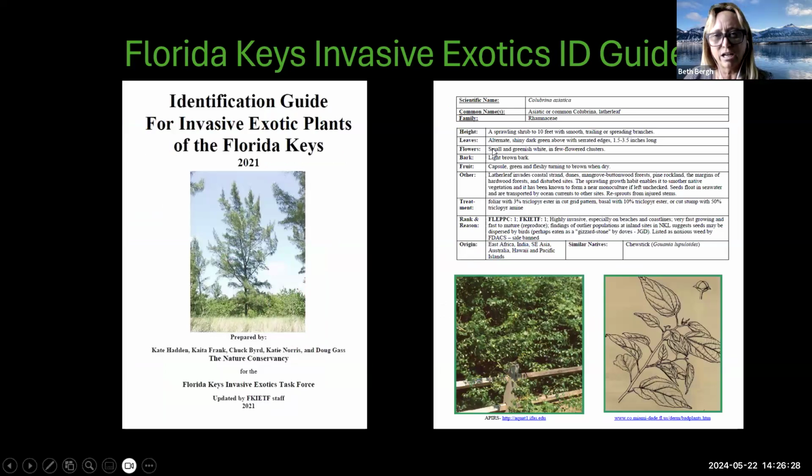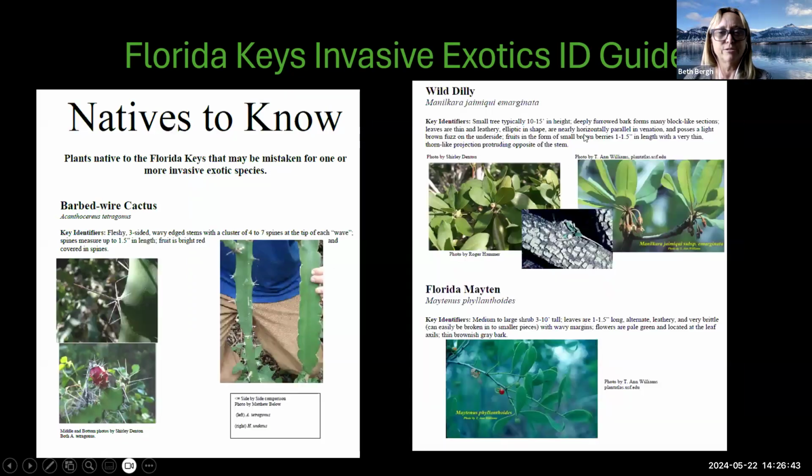On these sheets inside the guide here, it has a spot where you can put similar natives. So it will direct people to go look at this similar native in the back of the guide. So these are just some example pages from the natives to know section.